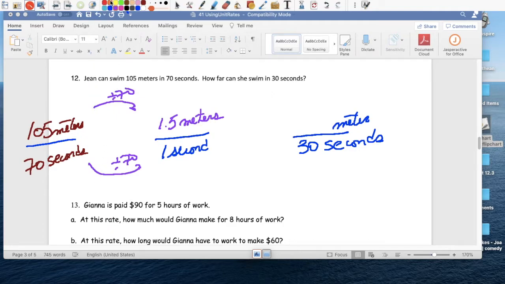So now the question says, in 30 segundos, ¿cuántos puede nadar? In 30 seconds, how far, ¿cuál es la distancia? So, times 30, right? Because 1 times 30 is 30. So aquí arriba, times 30. And that's going to give us 45 meters. So in 30 seconds, ¿cuál es la distancia? 45 metros.